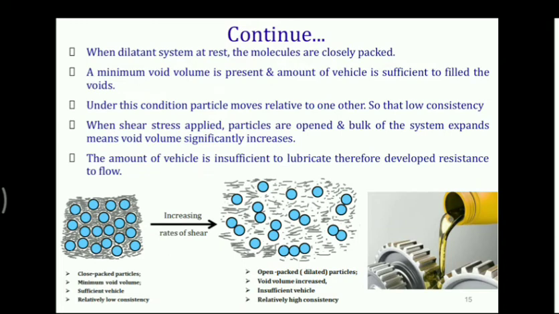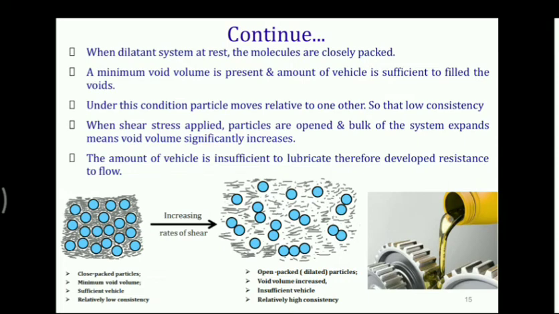The next characteristic of this state is relatively low consistency. Why does such a structure have relatively low consistency? Because, as we are going to discuss in this point, a minimum void volume is present and the amount of vehicle is sufficient to fill the void. Already we discussed that minimum void spaces are there, and the amount of liquid vehicle is sufficient to fill the void spaces. Under this condition, the particles move relative to each other, so there is low consistency.